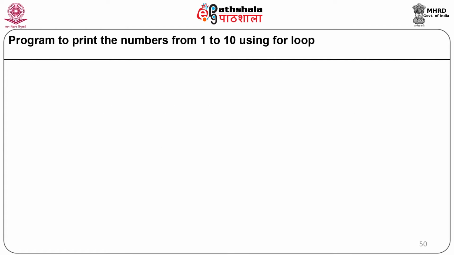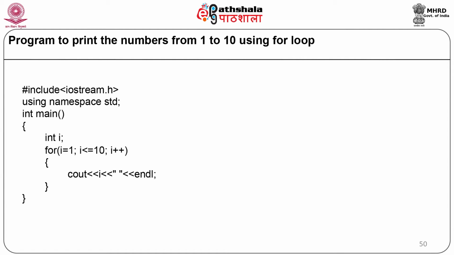Now let us see a simple program to print the numbers from 1 to 10 using the for loop. We will start with the program: hash include iostream.h, using namespace std, int main. Here integer i is declared. Now we will start with the for loop: i equal to 1, which is the initialization statement; i less than or equal to 10 is the condition; i plus plus is the increment part. Inside the for loop we write the statement cout i and endl, and we end the main program.